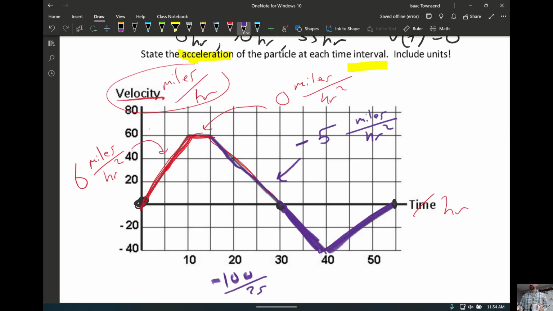And then during this time, rise over run, it's going up 40 to go right 15. Make sure you're careful with these units. So that's like 8. About 8/3 miles per hour squared.